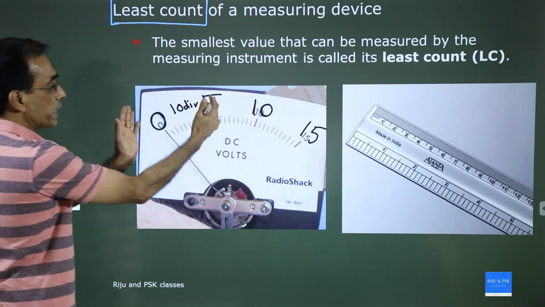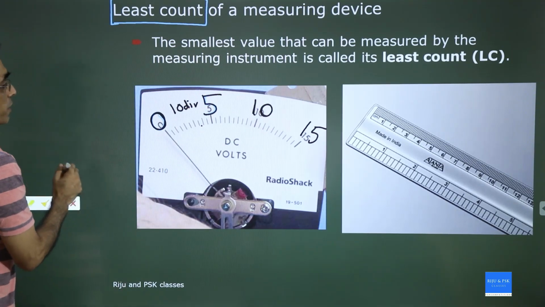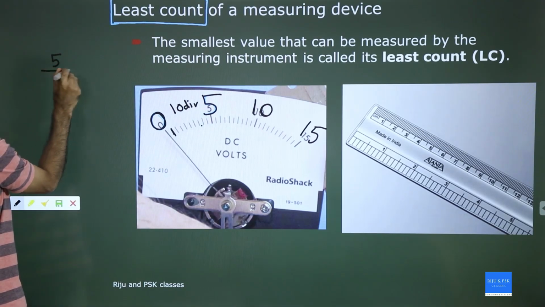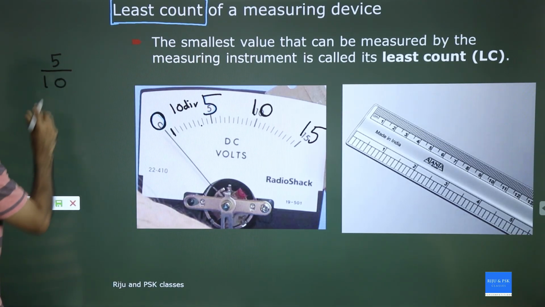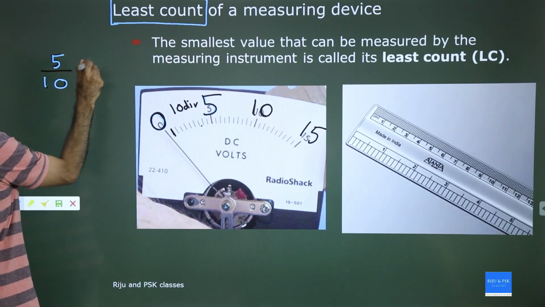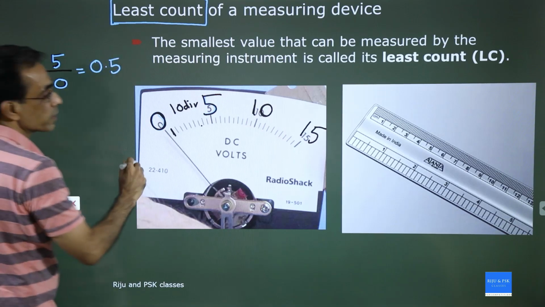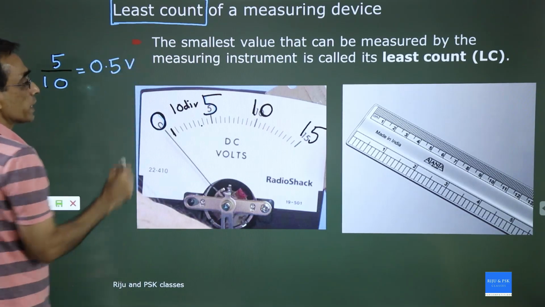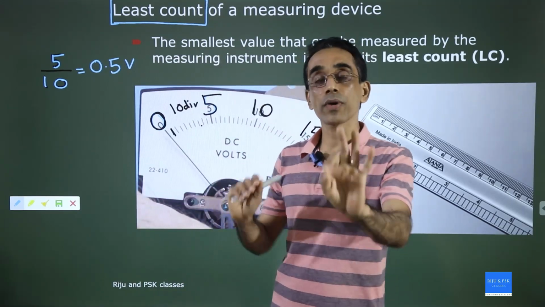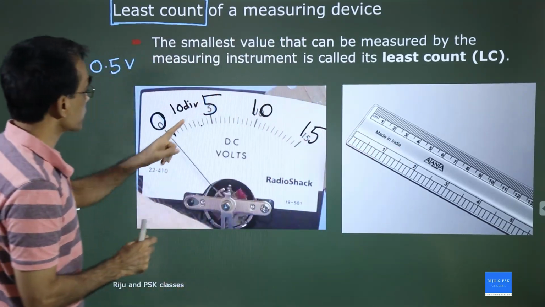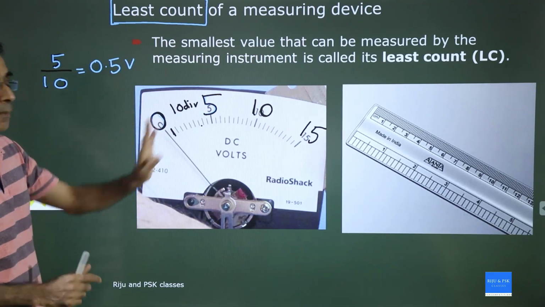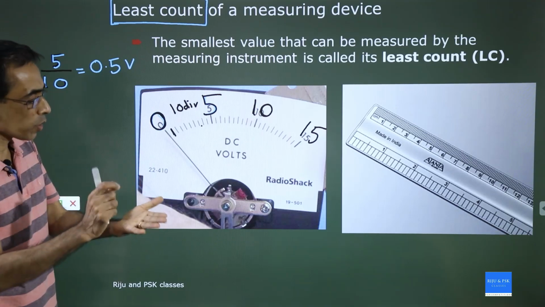So 5 is divided into 10. So what is the value of one division? That must be equal to 5 divided by 10. That means it is 0.5. So the least value that this voltmeter can measure is 0.5 volt, and that is the least count of the first scale. Least count of this voltmeter is 0.5 volt. Okay. Work it out. Take a screenshot or draw that in your notebook.